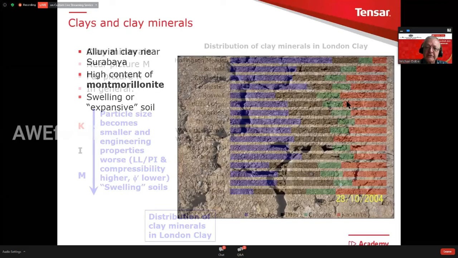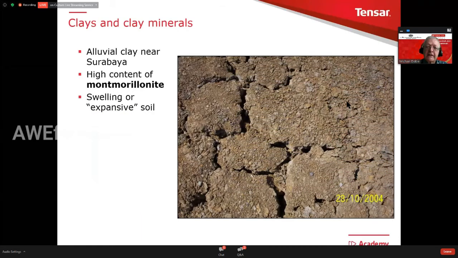So here we are, this is an Indonesian soil, this is somewhere near Surabaya. It's a very expansive soil, you can see that from the wide crack. And that's been caused by the nature of these expansive soils.